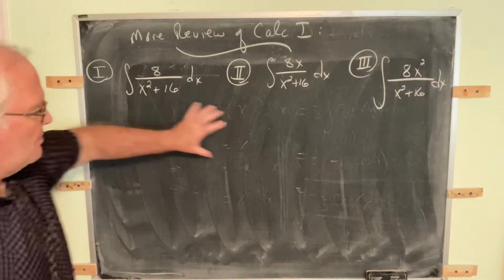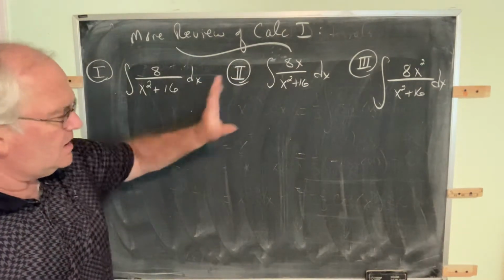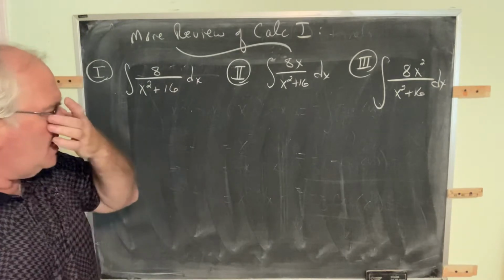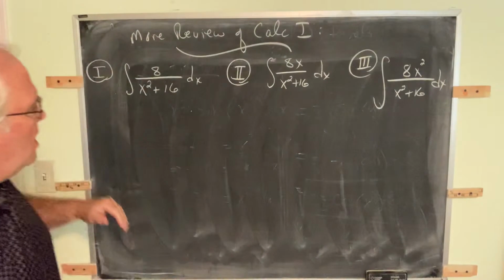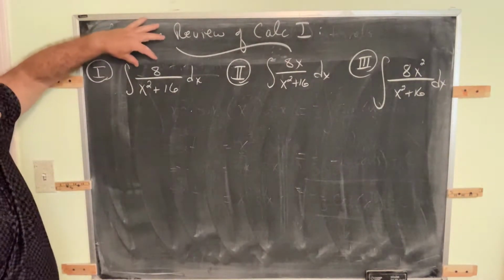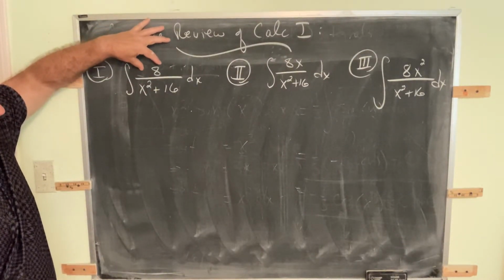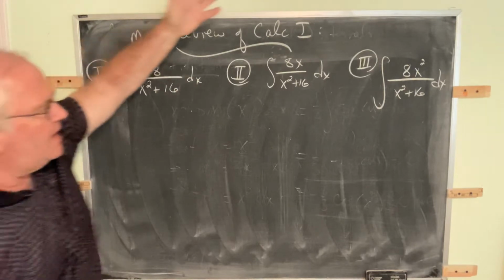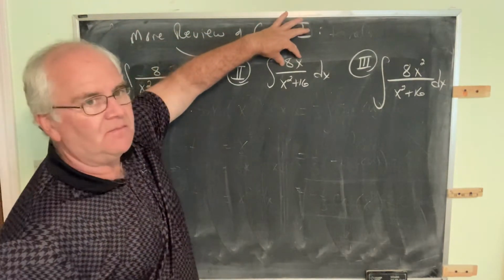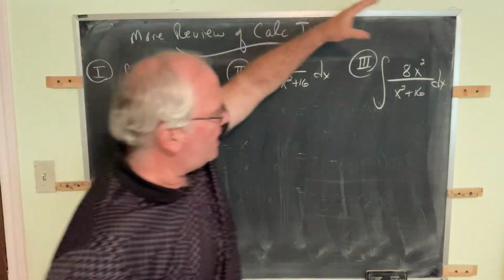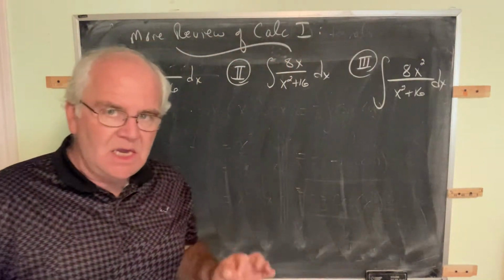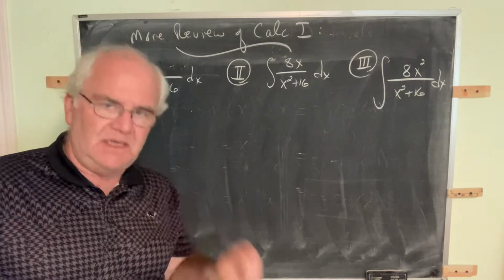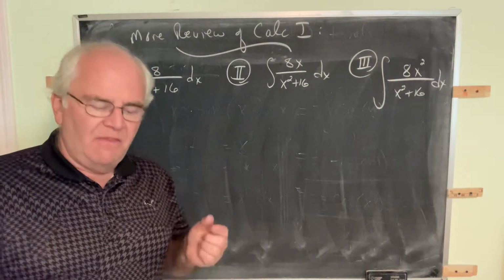All right, the next piece I'm going to do, and I'll probably break this into 3 separate individual videos, is look through each of these 3 problems. Now you'll notice this is the integral of 8 over x squared plus 16 dx. Here the integrand is 8x over x squared plus 16, and here it's 8x squared over x squared plus 16. Each of these requires a different procedure. That's what's going to happen.